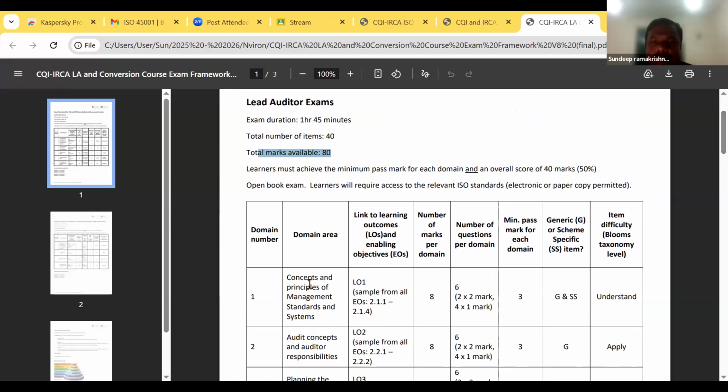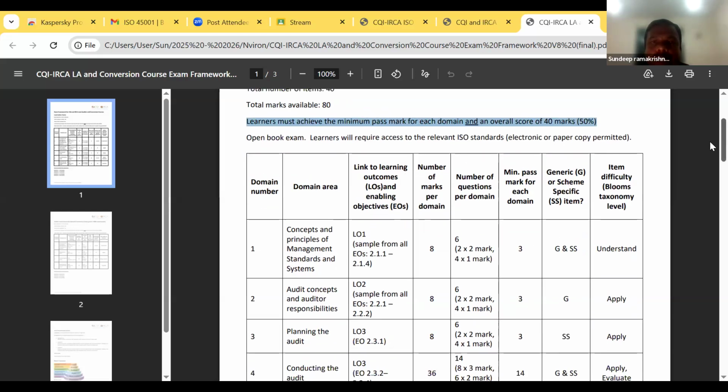So, there are 5 sections, okay? And all the questions are multiple choice, multiple answer type questions. In each section you have to score a minimum of 50%. You should not say, I will answer 100% of the questions in section 1 and leave section 5. You will not pass the examination, right? So, each section minimum 50%.